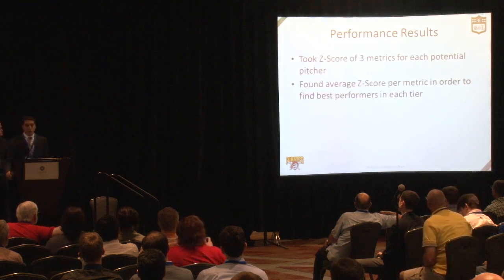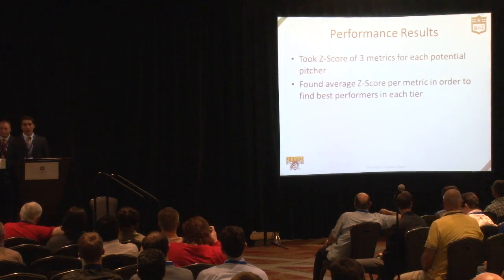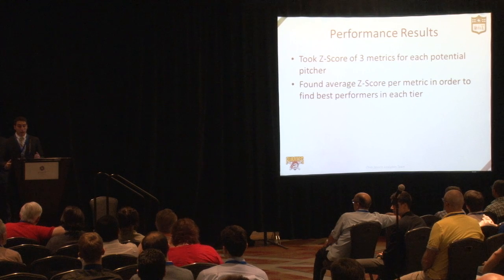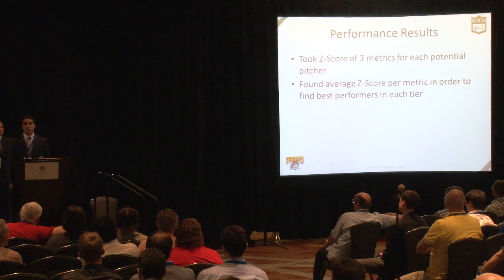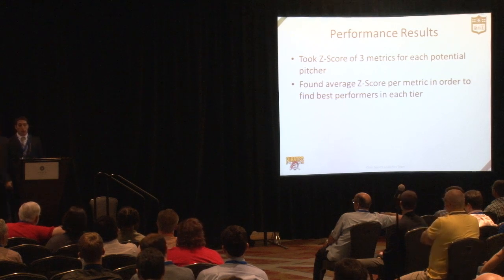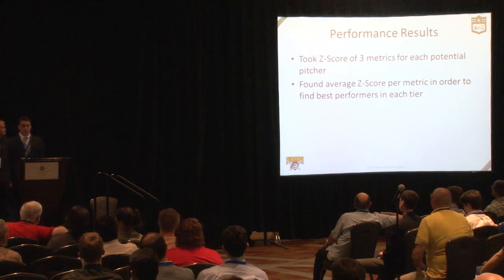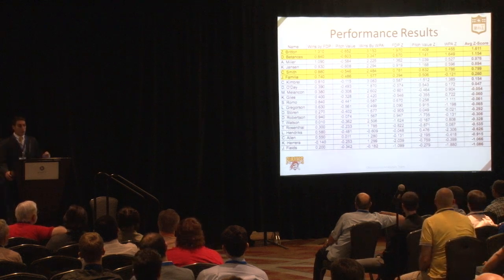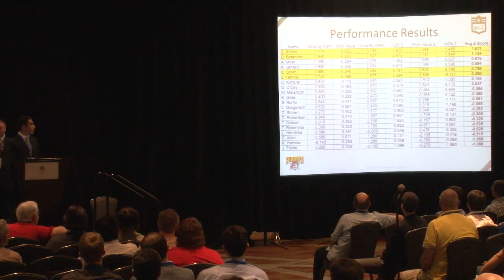So now that we evaluated each of these performance metrics and how each pitcher performed in each of these metrics, the next thing we had to do was figure out a way to combine these metrics in order to evaluate our players as a whole. So how we did that was we took the Z-score of all 3 metrics for each potential pitcher. We then found the average Z-score per metric in order to find the best performers in each tier. And here are those results. So you can see that we took the pitcher with the highest average Z-score in each tier.